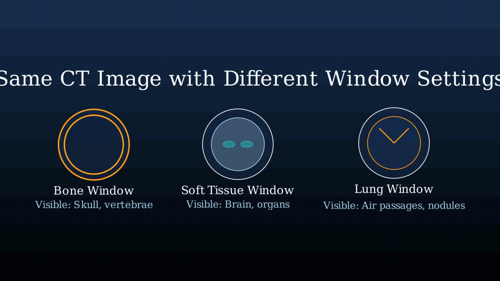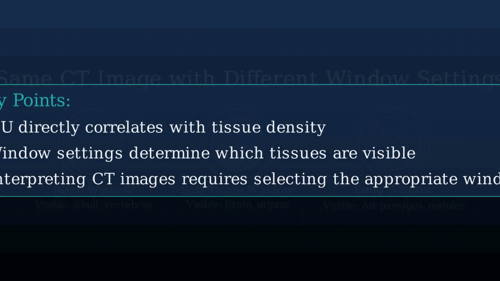Bone windows make the skull and other bony structures clearly visible, but soft tissues appear washed out. Soft tissue windows allow radiologists to evaluate the brain parenchyma, ventricles, and other soft tissue structures. Lung windows are used to examine air-filled spaces and can detect subtle abnormalities like small nodules or early emphysema. Understanding Hounsfield units and window settings is essential for radiologists to accurately interpret CT images and detect pathologies across different tissue types.